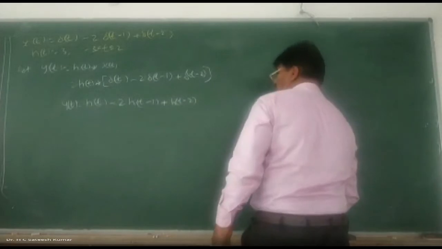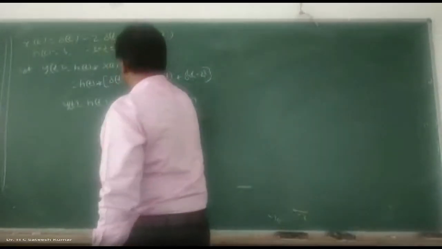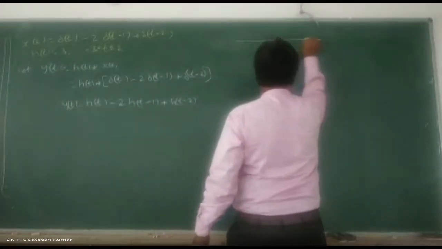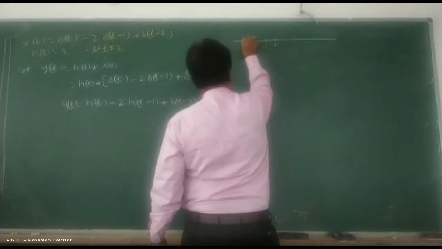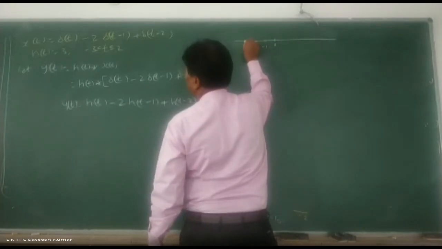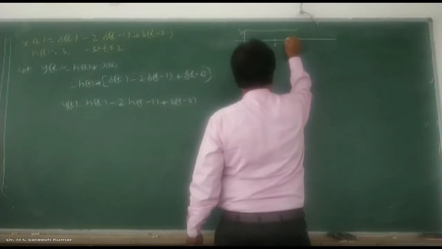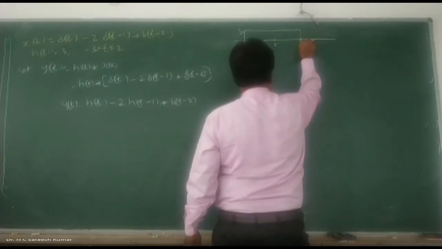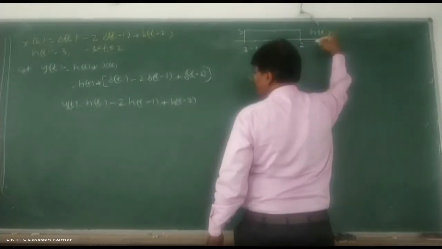Okay, right. X of t. H of t is from where to where? H of t is from minus 3 to plus 2. It is from minus 3 to plus 2. 0, minus 1, minus 2, minus 3. From minus 3, what is the value? Amplitude is 3. 2 plus 2, 1, 2. I have not written to the scale. So this is your h of t.